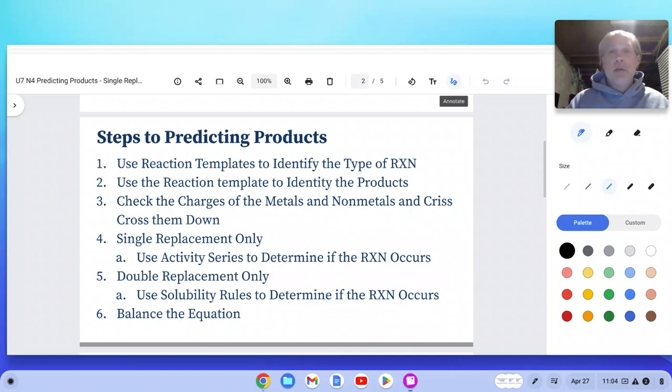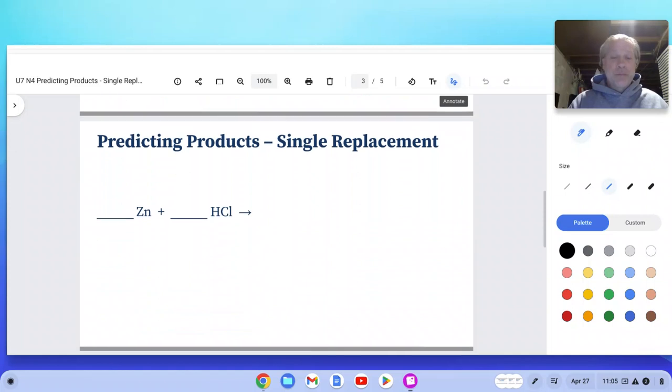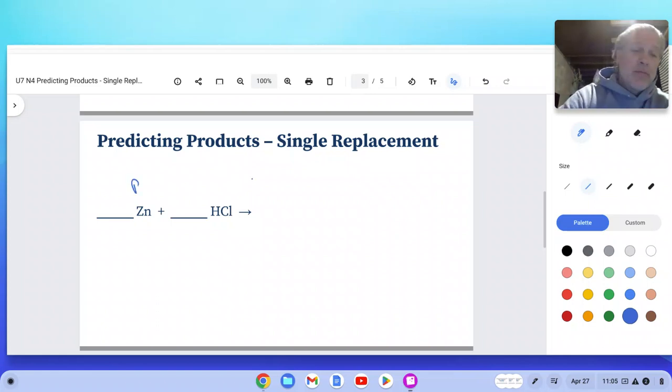For single replacement reactions, we'll talk about the activity series, although not today. For double replacement reactions, we'll talk about solubility rules, although not for today. And then balancing the chemical equations, which will be the last step. So, as you might recall, the single replacement reaction template has 2 versions of it. There is one that we wrote as B plus AX reacts to form BX and A.